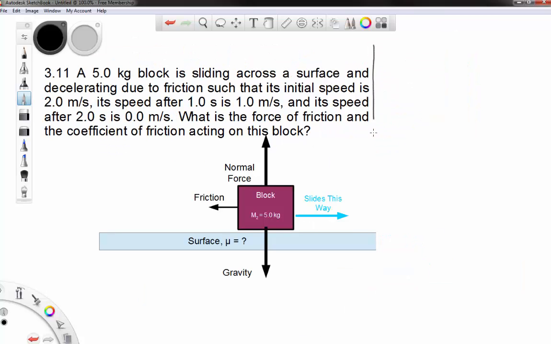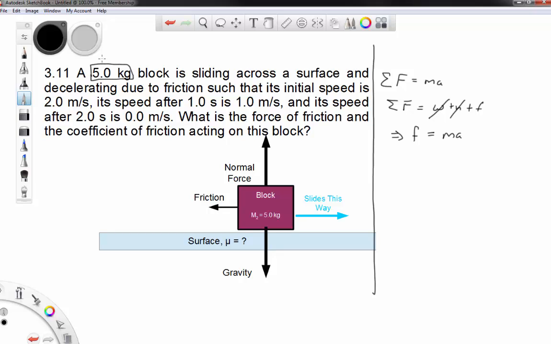Well, the force of friction you get out of Newton's second law. Basically, we use sum of forces is mass times acceleration, and the sum of forces is going to be the weight plus the normal force plus friction. Weight and normal force are going to cancel because it is a flat level surface. So this is saying that the lowercase f friction force is the mass times the acceleration. The mass we have, it's 5.0 kilograms. So this right here represents the mass m.